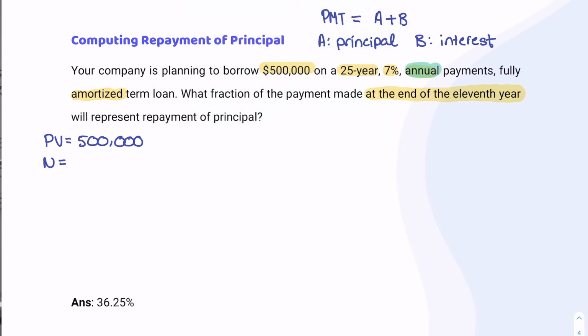Such that there are actually only 25 years, therefore there are only 25 payments, and not 300 as you would have with, for example, a mortgage loan in which there are monthly payments. That's a key distinction to understand. So here, our N is equal to 25. And then of course, our interest, our IY, will be 7%.